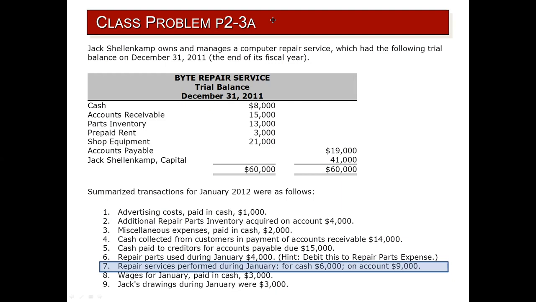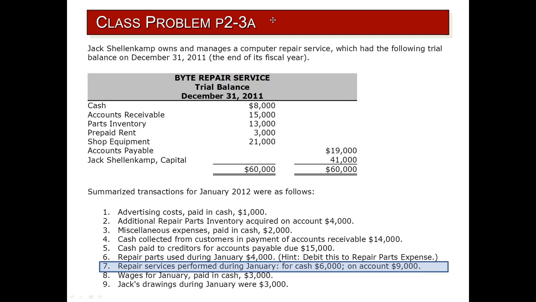They performed some repair services in January, and they got paid $6,000 in cash, and the rest of it's on account, 9,000. All right, great. We're going to debit the cash account. Asset goes up by 6,000.